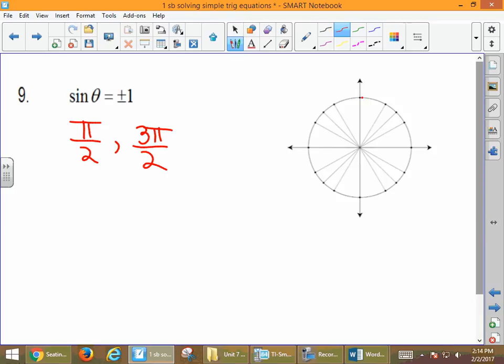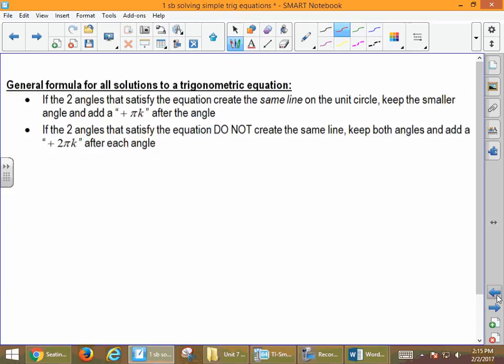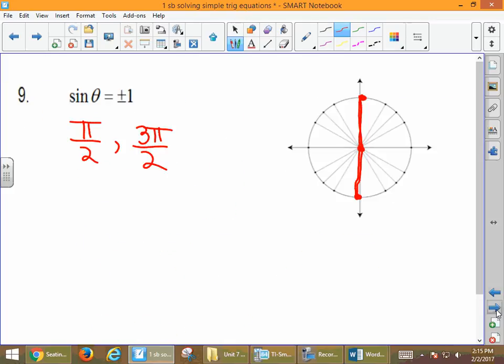So, where is that on the circle? There's pi over 2. Here's 3 pi over 2. If we connect these, do we form a diameter? Here's the center of the circle. So here to here is a radius. Here to here is a radius. We actually do form a diameter. So you can look back at the top of your paper. If the two angles that satisfy the equation create the same line on the unit circle, keep the smaller angle and add a pi k. So we're going to keep the smaller angle and add the pi k.